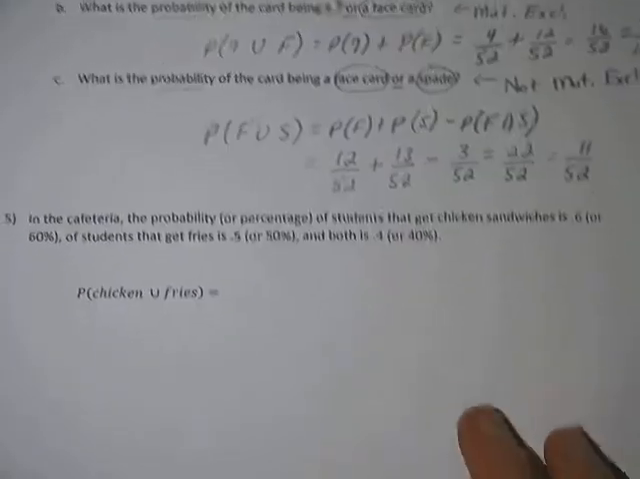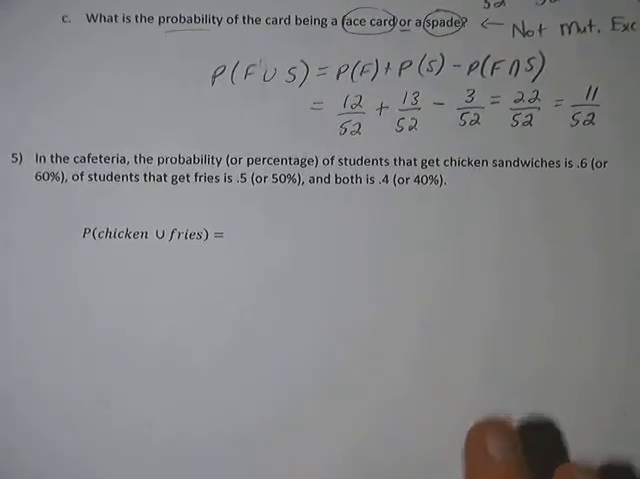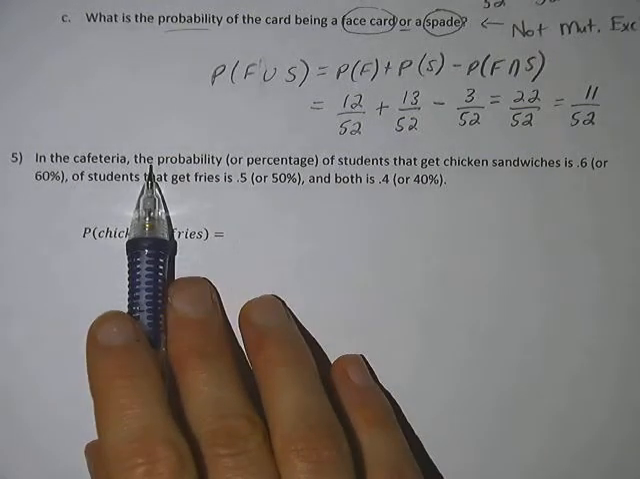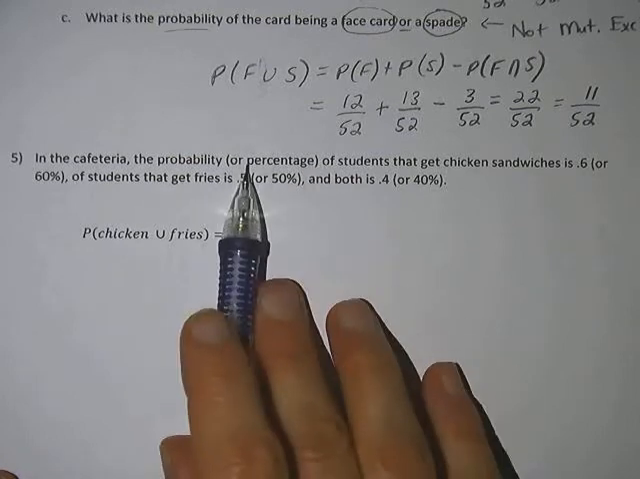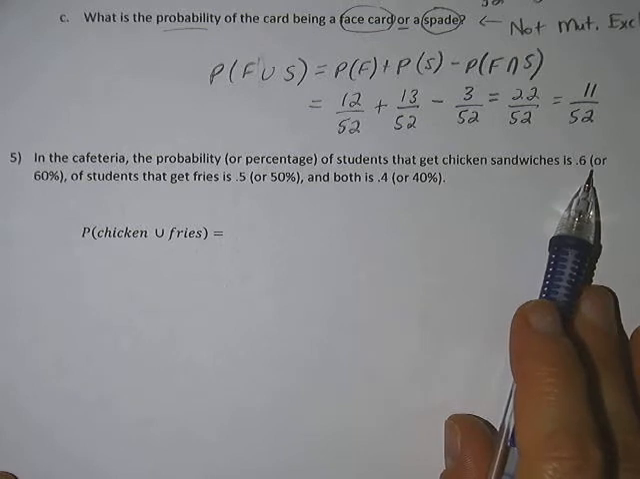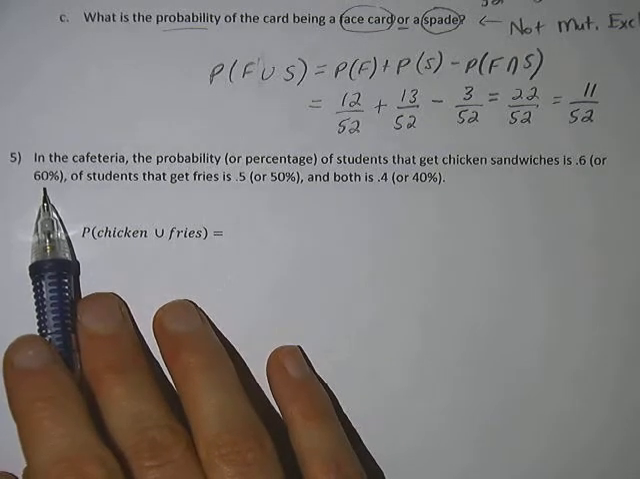All right, so the last problem that we're going to do together is a little bit different than the other ones, and this is why I want to do it, because you may see a problem like this, and you can still use what we talked about to do it. You'll actually notice that they make it a little easier on you, okay? So it says in this problem, in the cafeteria, the probability, or that's the same thing as percentage, of students that get chicken sandwiches is 0.6 or 60%. So there's a 60% chance that a random student walking in will get a chicken sandwich.